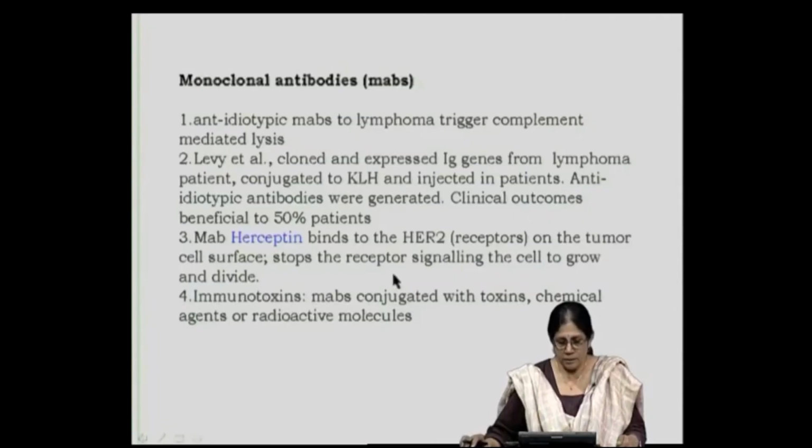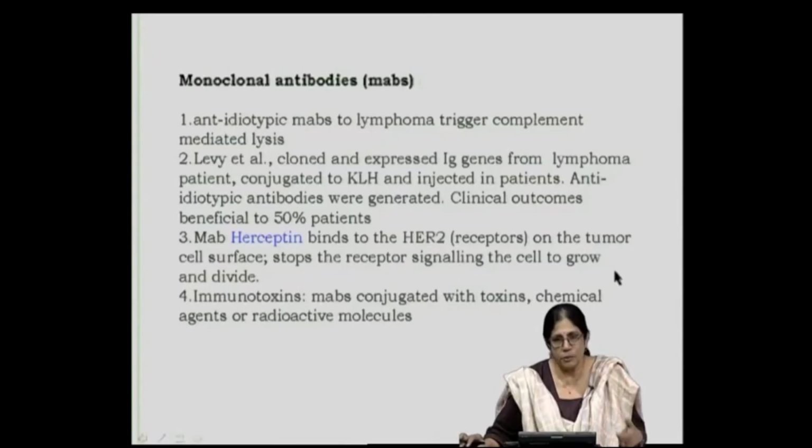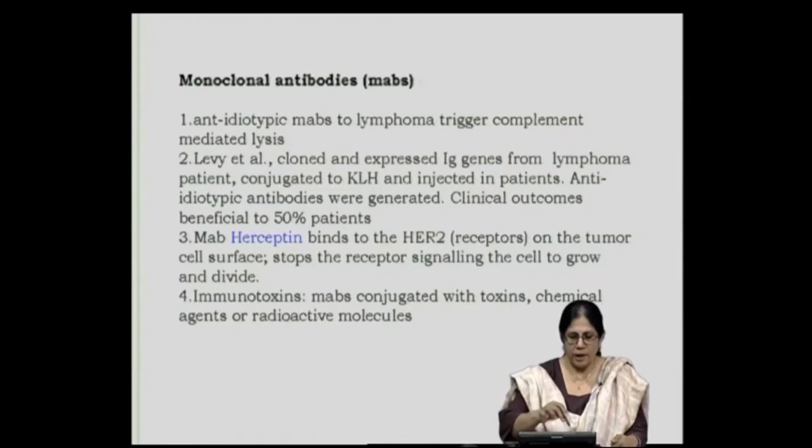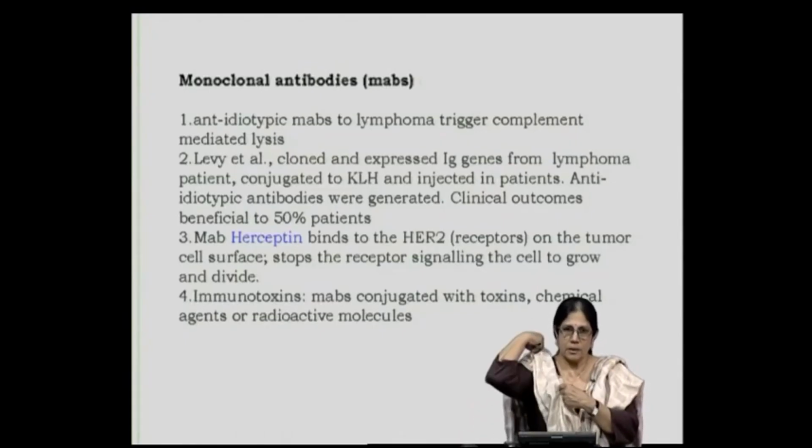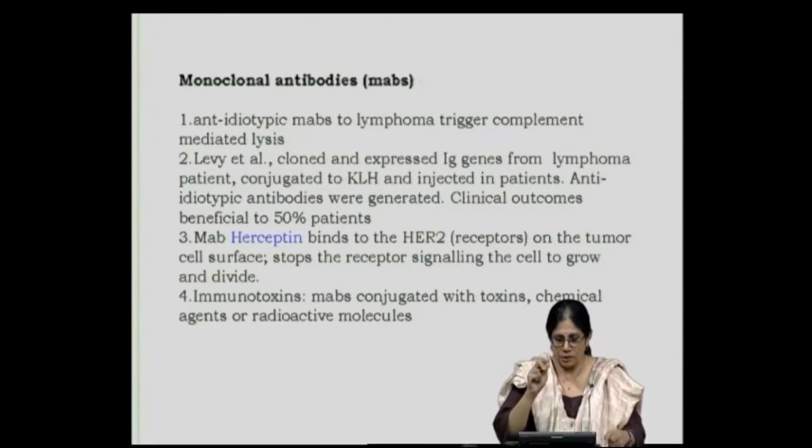Monoclonal antibody Herceptin binds to HER2 receptors on the tumor cells. These HER2 receptors are growth factor receptors. This stops the receptor signaling, and the cells stop growing and dividing. So, antibodies can also inhibit if they are specific to a particular growth factor.